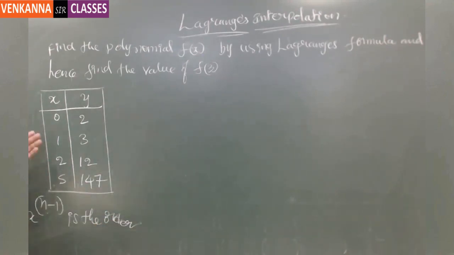Right? I have given the reason why we are getting only n minus 1: because we have to leave one data point so that you will be able to calculate all the unknown values of a0, a1, a2, and so on. That's the reason why we get only n minus 1 as the order of the polynomial.